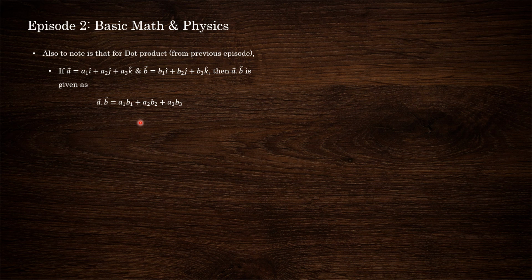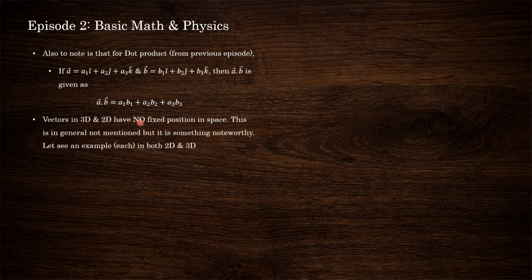Something I want to specifically mention is that vectors don't have a particular position in space. They don't have a fixed position actually. They have a position, but it's generally not mentioned even in your 11th grade, 12th grade, whenever you learned vectors. But I can't stress this enough, to understand why this is important.